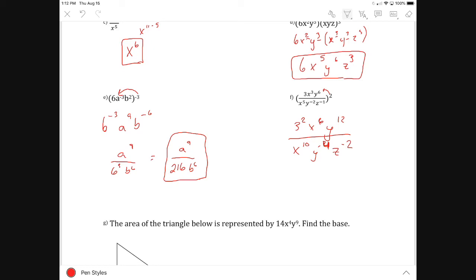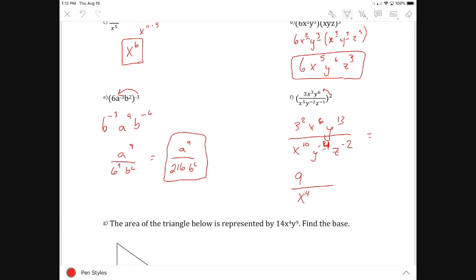So again, we have to simplify. So I said when we had a negative in the top, we would put it to the denominator. But if we have it to the bottom, we're going to do the exact opposite and flip it to the top. So we'll have 9, because 3 squared. And we've got x to the 10th and x to the 6th. So subtracting will give us x to the 4th on the bottom.